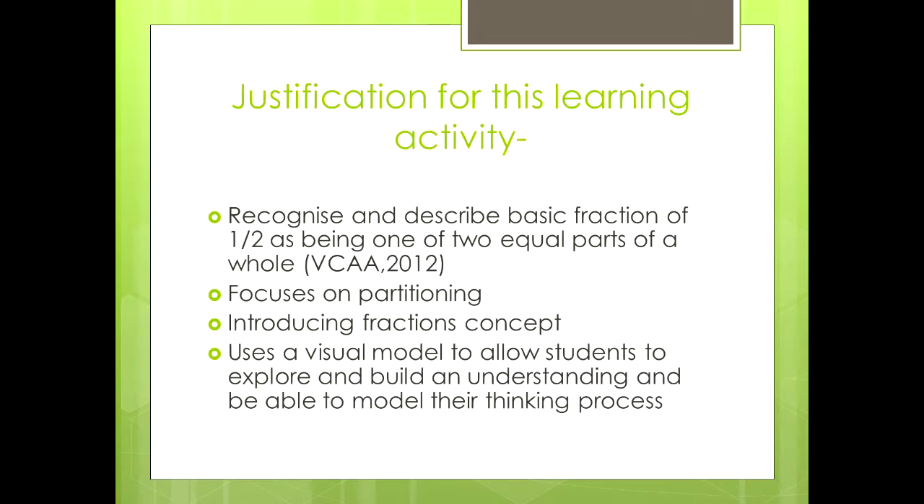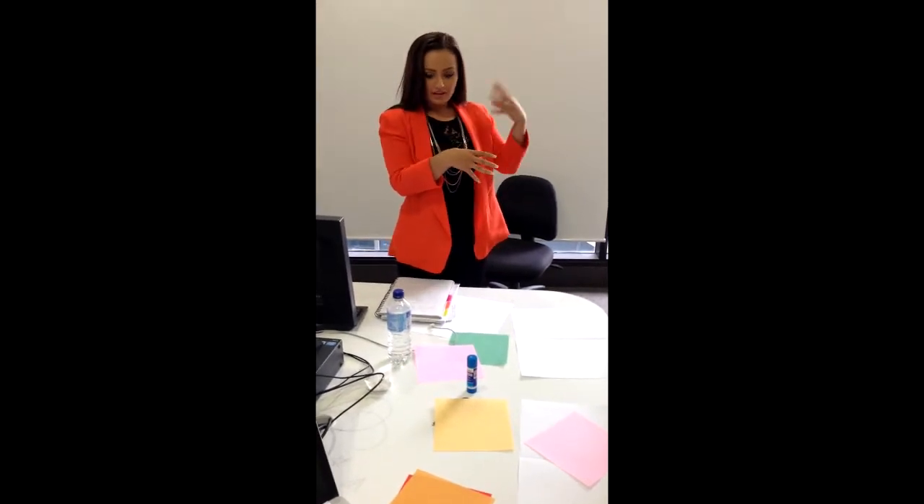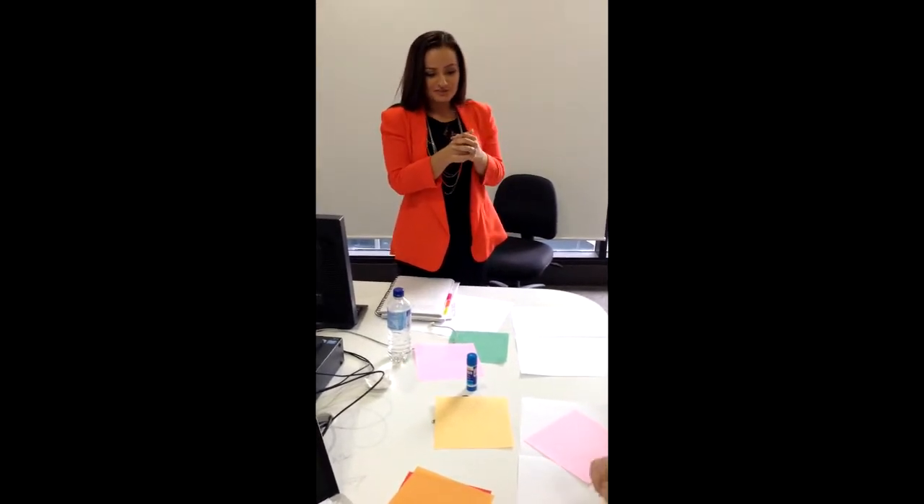Justification for this learning activity. Recognise and describe basic fractions of one half as being one of two equal parts of a whole. It focuses on partitioning, introducing the fractions concept, and uses a visual model to allow students to explore and build an understanding and be able to model their thinking process. So I'll be covering Year 1, and it's covering basic fractions before we can understand decimals.